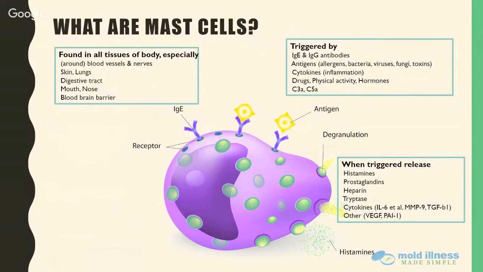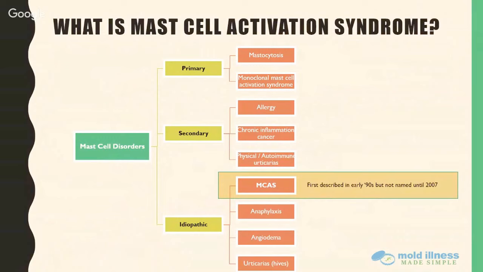Okay, great. So as you said, Dr. Jill, there's a whole range of different mast cell disorders. Really, mast cell activation syndrome is something that was first described in the early 90s, but it was not officially named and described until around 2007. Would you like to talk a little bit more about how mast cell activation syndrome fits into the spectrum of mast cell disorders?